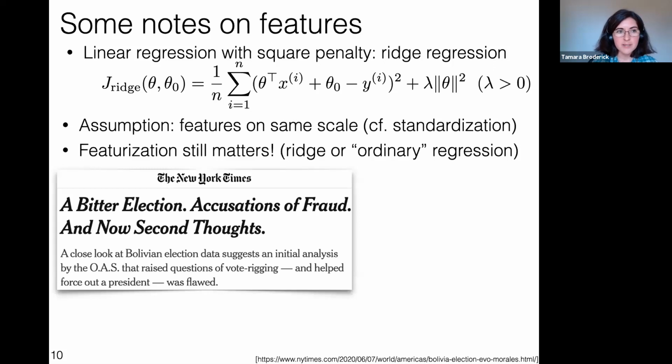I don't know if anybody followed the Bolivian election. There was an extremely contentious and bitter election in Bolivia. There was an analysis of whether vote rigging had happened. There is a huge amount of nuance around this issue, and I'm just not going to get into the whole issue. I encourage you to read up on it if you're interested.